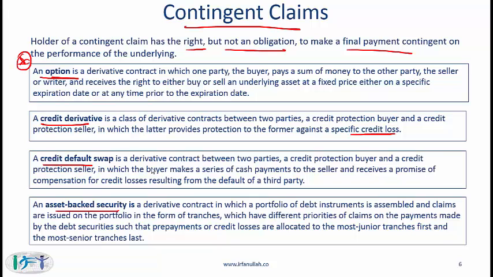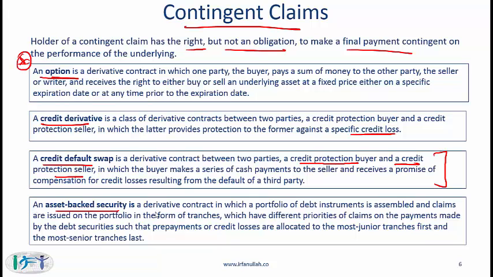A credit default swap is a derivative contract between two parties, a credit protection buyer and a credit protection seller, in which the buyer makes a series of cash payments to the seller and receives a promise of compensation for credit losses resulting from the default of a third party. So just learn this. At level 2, there is a full reading on credit default swaps.